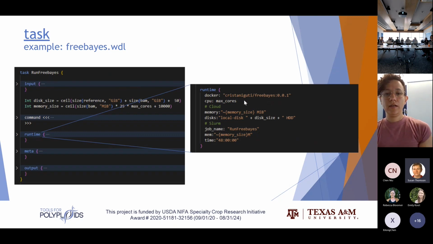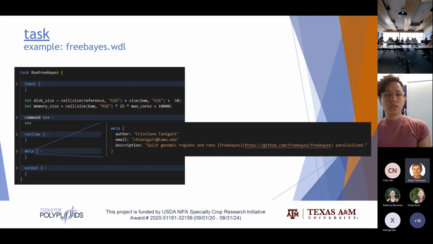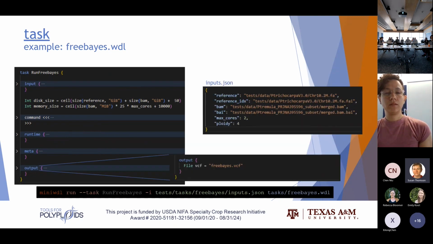The Docker is described here. And I also control the number of CPUs that will be used, the memory, the disks, and this will be different according with the management system. If it's SLURM, it will be in a way. If it's a cloud system, it will be different. But I included for all of it. The meta will just describe what the workflow and the tasks do, and the output will be the files that I want to track.